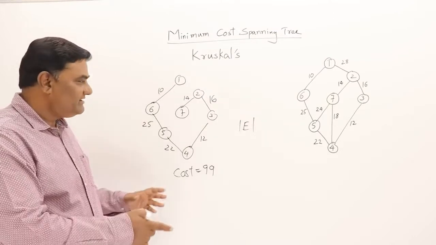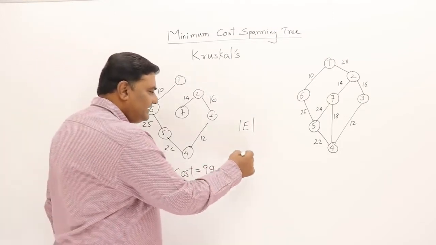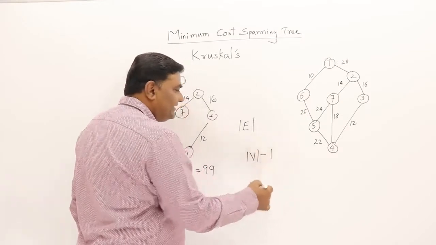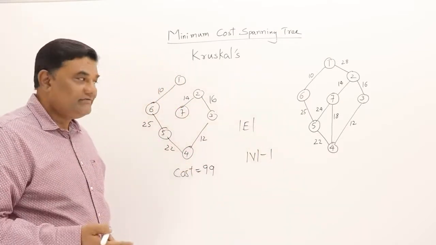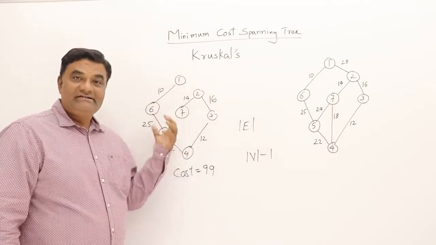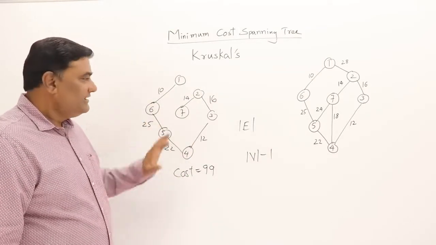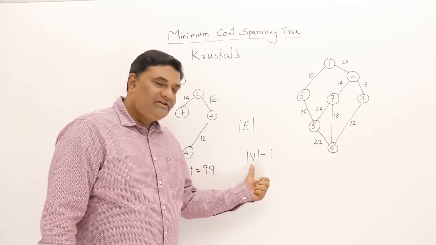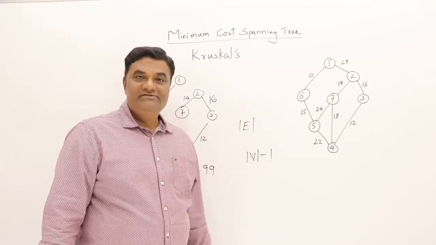And how many such edges will it be selecting? It will be selecting V minus 1, the number of vertices minus 1. Like we know in a spanning tree, if there are 7 vertices, we need 6 edges for forming a spanning tree. So that's 7 minus 1. As many vertices as we have, minus 1 number of edges we have to select.